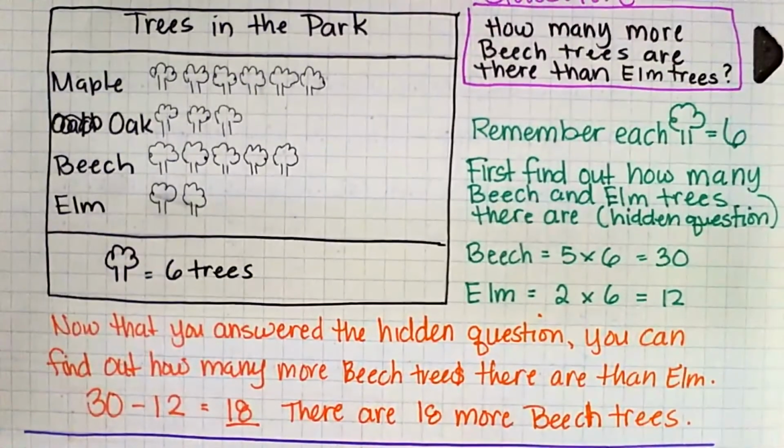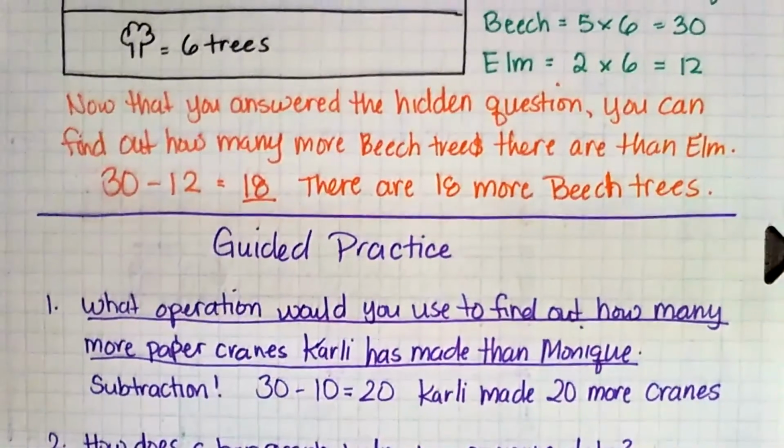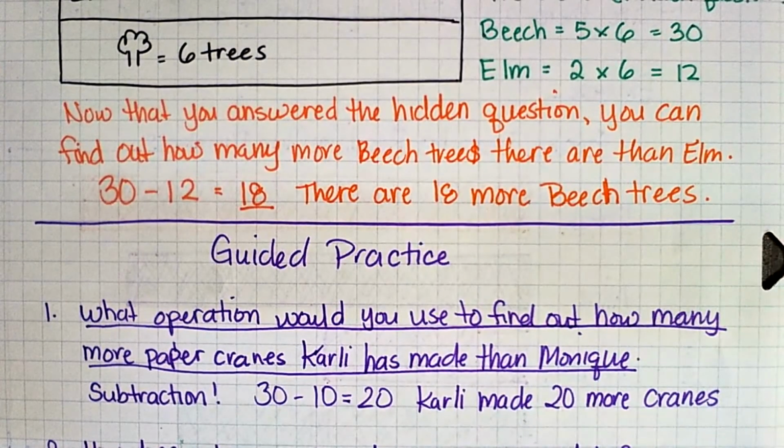And then for your guided practice, it says, look at the graph on the previous page, explain whether you would add, subtract, multiply, or divide to find out how many more cranes Carly has already made than Monique. So the question is basically asking you, what operation would you use to find out how many more paper cranes Carly has made than Monique? So we're going to subtract. When we want to find the difference between the two, we subtract.